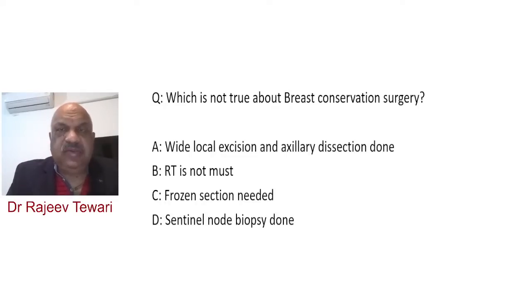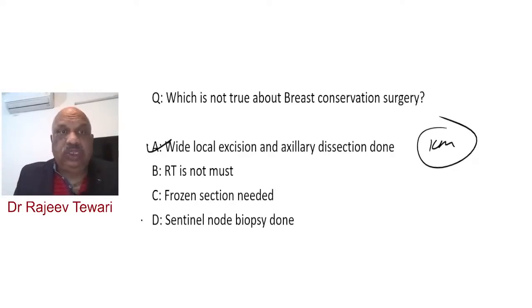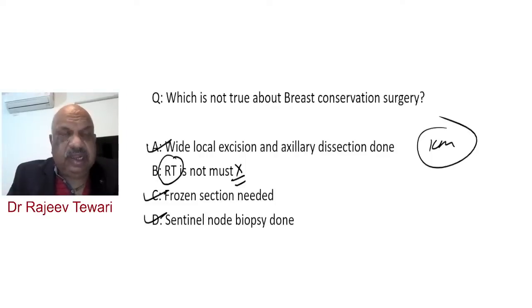Which is not true about breast conservation surgery. While local excision and axillary section done, that's correct. You take 1 centimeter margin and you can do axillary section or you can do sentinel node biopsy. Both are done depending on the case. Frozen section may be needed to confirm the negative margin, while radiotherapy is a must in all cases. Without radiotherapy, breast conservation should never be done. It has unacceptably high risk of recurrence, so radiotherapy is a clear-cut indication in all cases of breast conservation, which of course I kept one question in grand test also, where I told you the indication of radiotherapy. So here B is the answer. If you have any correction, anything, you can write it down in the chat.